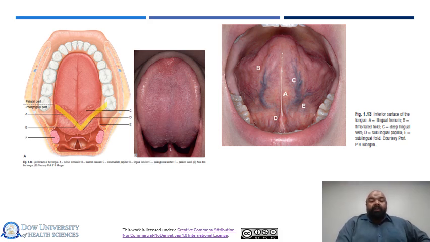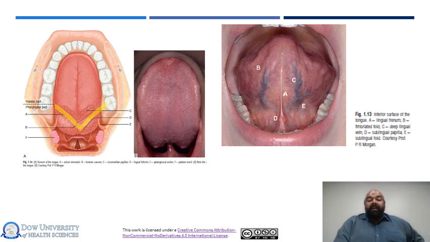So we have a lingual frenum through which the tongue is attached to the floor of the mouth. So we have the floor of the mouth, and just in the middle of it, there's a lingual frenum. And just anterior to the lingual frenum, we have a protuberance, and this protuberance is known as the sublingual papilla.